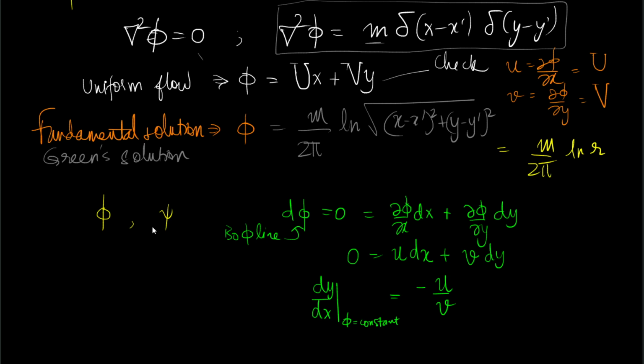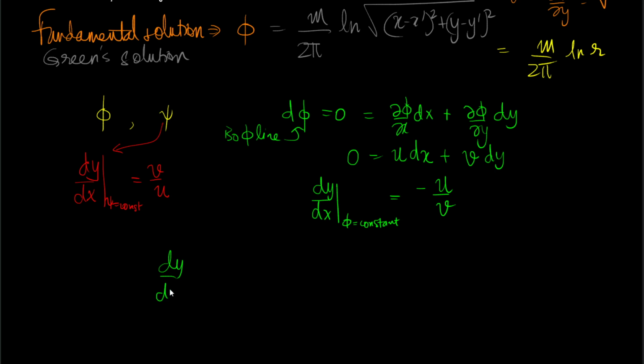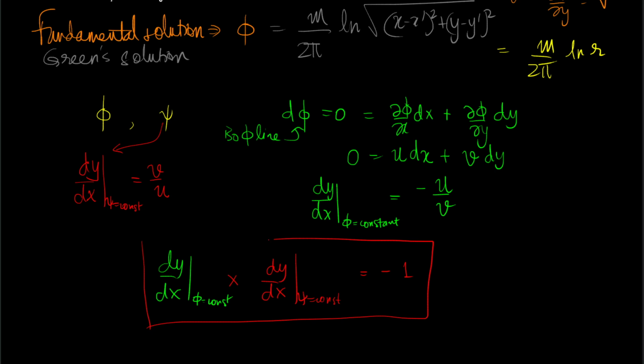And if you recall the condition for iso psi line, it came out as dy dx for psi equal to constant is equal to v upon u. And if you take the product of the two, dy dx for phi equal to constant multiplied by dy dx for psi equal to constant, that comes out to be minus 1. And this implies that iso psi lines and iso phi lines are orthogonal. I mean, my freehand diagram does not make it look entirely orthogonal, but they are orthogonal. The product of the two slopes at all the points will be equal to minus 1.